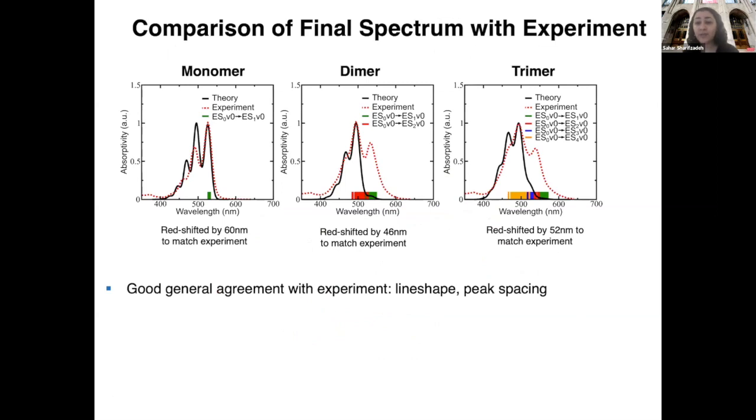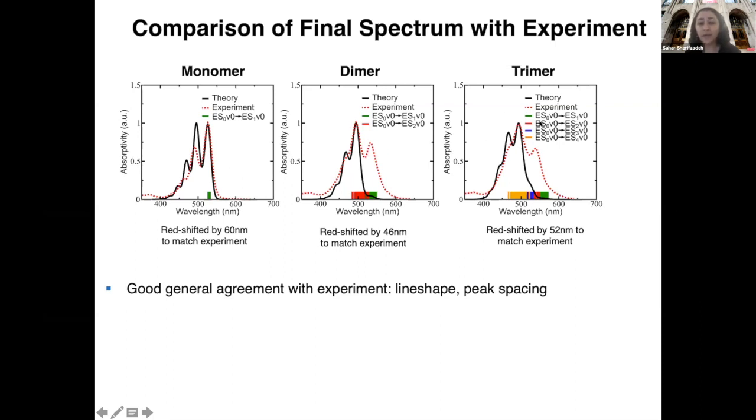So just to benchmark that method, we compare it to the experiment. We have some good agreement and some not so good agreement. In terms of good agreement, if we look at the monomer, we get pretty good agreement. For all experiments, we have to redshift slightly to match, just because we're not using an exact TDDFT functional. But once we redshift to match the onset of absorption, for the monomer we get a pretty good agreement in terms of peak spacing and oscillator strengths.